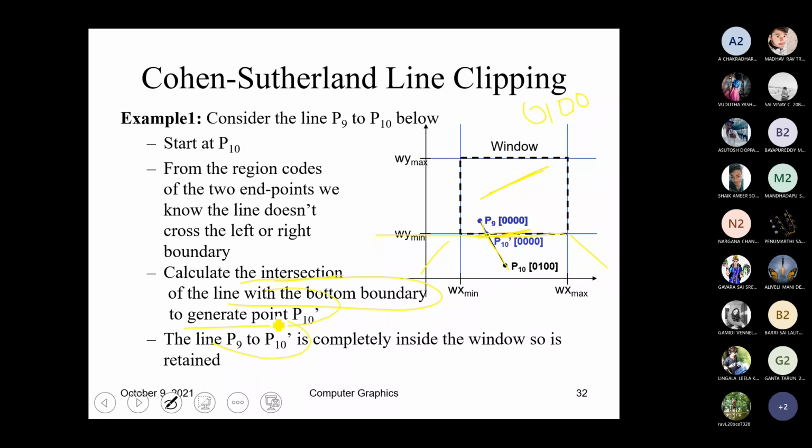So the line P9 and P10 is completely inside the window. So this is where P10 is. Are you understanding? Which is your intersection point? This is your intersection point, right? How to find the intersection point when it is reaching 0. Here the boundary coordinate value will be 0. So when it is reaching this boundary, this intersection point, you will keep that corresponding window. You will say that P10 will be changed to P10 dash. Understanding?